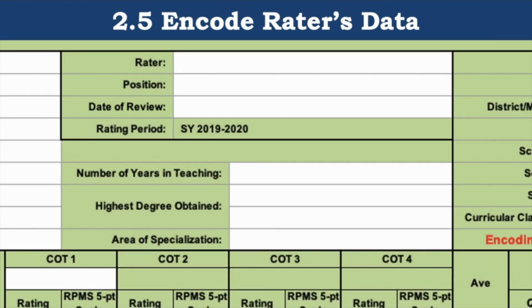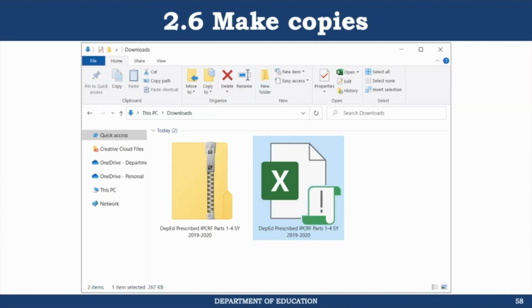Okay, after finishing encoding the school's information and the rater's information, you need to save the Excel workbook and then close it. What we've done so far is basically make a template. Remember, the rater is doing this. He or she must prepare all the eIPCRF files for each of the teacher that he or she will be rating.